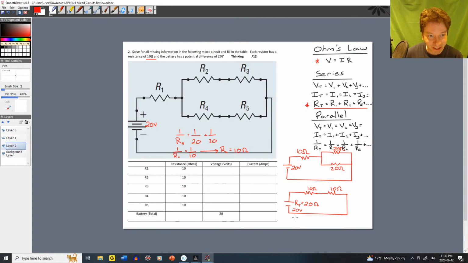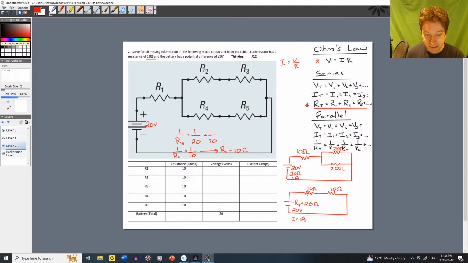So we're going to have current equal to voltage over resistance. So voltage over resistance, 20 over 20, this works out nice. So we have current equal to 1 amp. Okay, and that's going to be the same for here. So here we're going to have 20 ohms, and here 1 amp.